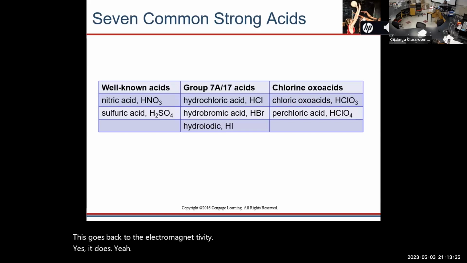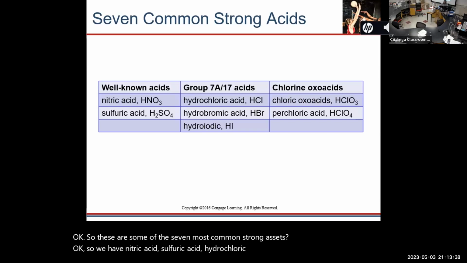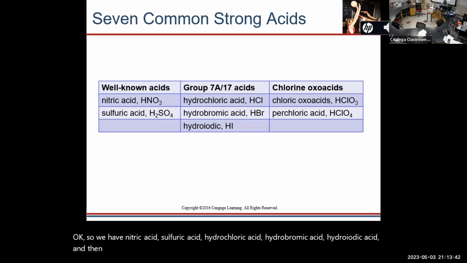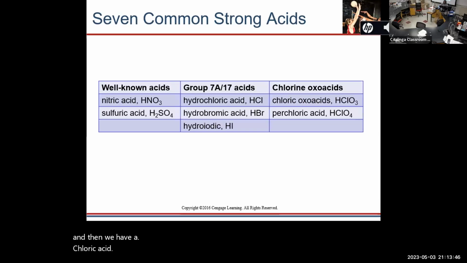Okay. So these are the 7 most common strong acids. We have nitric acid, sulfuric acid, hydrochloric acid, hydrobromic acid, hydroiodic acid, and then we have chloric acid and perchloric acid. Okay.